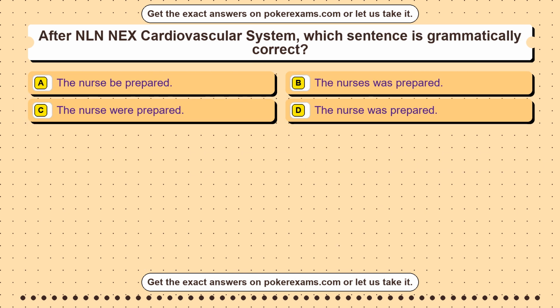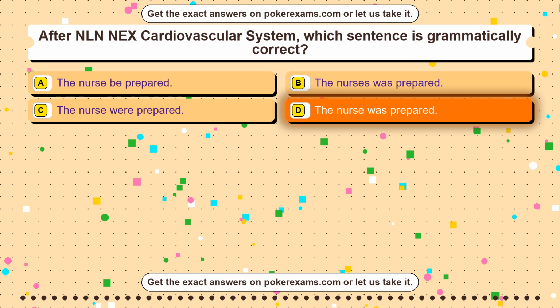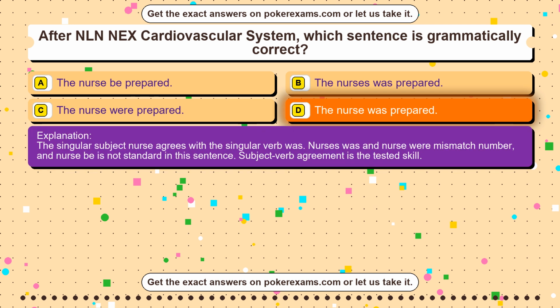Question 16. After NLN NEX Cardiovascular System, which sentence is grammatically correct? Option A. The nurse be prepared. Option B. The nurses was prepared. Option C. The nurse were prepared. Option D. The nurse was prepared. The correct answer is option D. The nurse was prepared. The singular subject nurse agrees with the singular verb was.